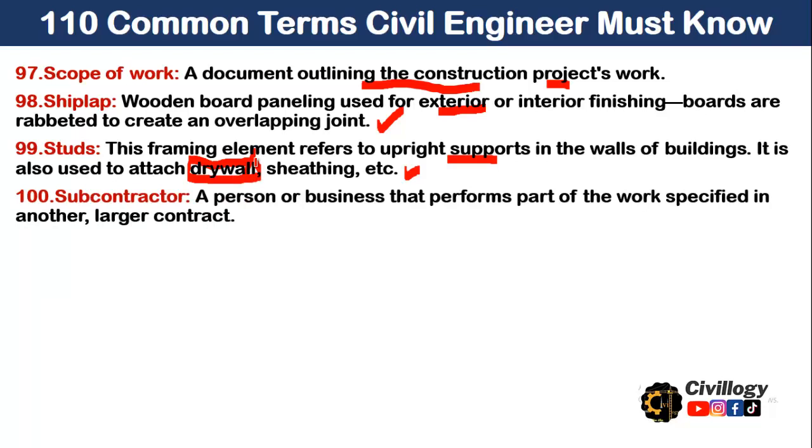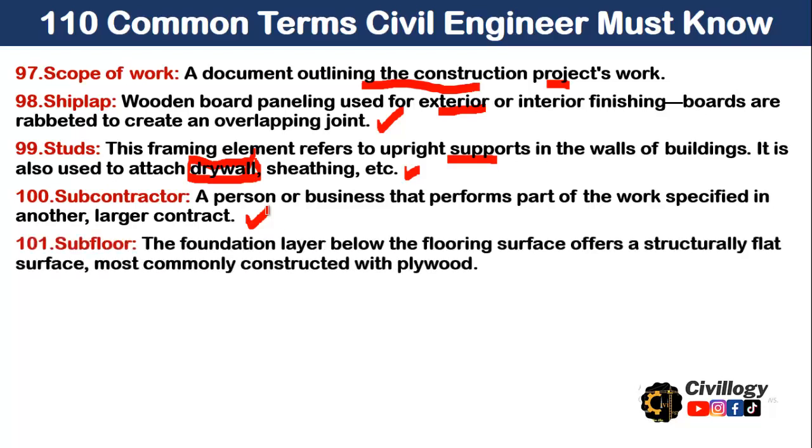Point number 100, what is or who is a subcontractor? A subcontractor is a person or business that performs part of the work specified in another large contract. If the contract is very large, he hires a subcontractor. You can say the small contractor for small works or petty contractor. Such type of contractor is called a subcontractor.